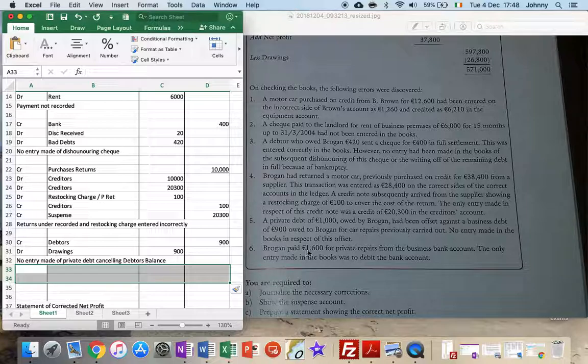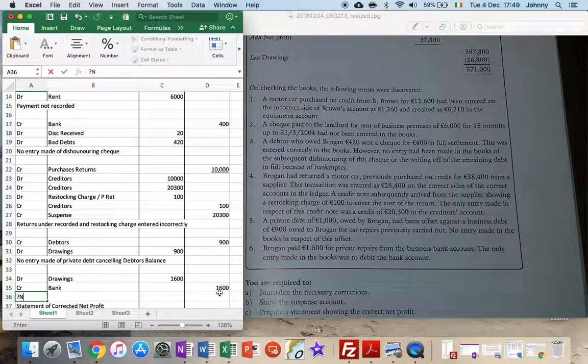So Brogan paid 1,600 for private repairs from the business bank account. So private means it's capital or drawings in this case. So repairs privately were paid for by the business, so that is drawings. So we'll have drawings as a debit because it reduces capital. Capital being a liability, drawings therefore is an asset. And the amount is €1,600. And the other 1,600 comes out of the bank account. So our bank, the asset bank, has gone down by 1,600.